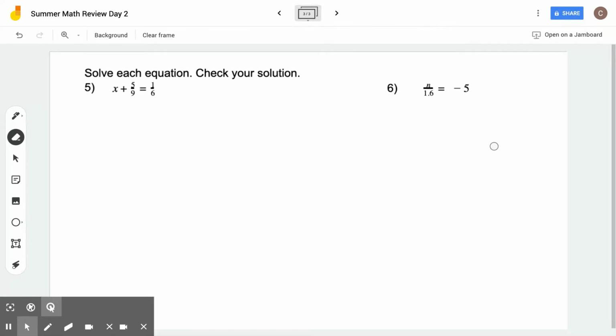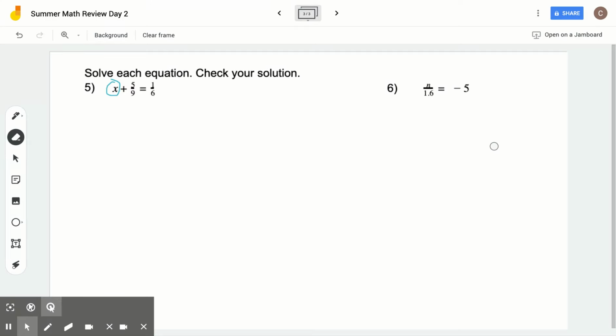So we're going to go ahead and review how to solve equations. Number 1, our goal to solve an equation is to find the value of the variable that makes the equation true. So we have x plus 5/9 is equal to 1/6. We need to figure out what value of x when you add to 5/9 would equal 1/6.